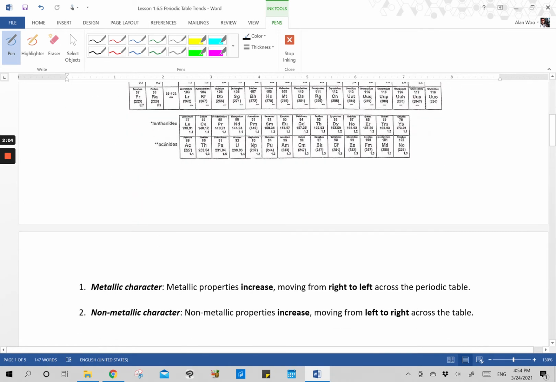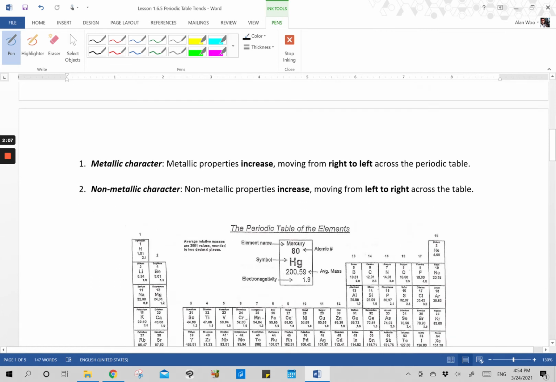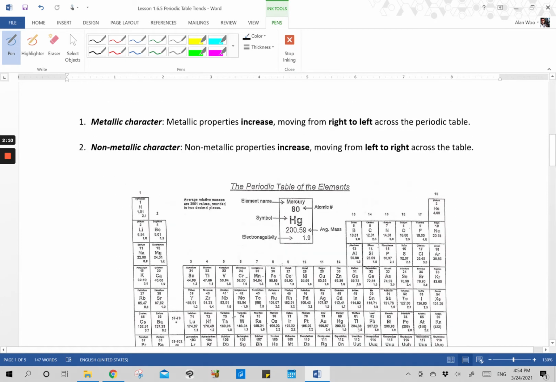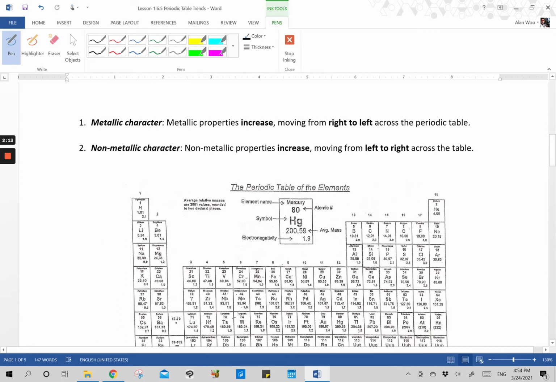So if we actually start with the first periodic trend, the first periodic trend is metallic character, and the second one is non-metallic character. For metallic character, metallic properties increase when you move across the periodic table from right to left, going from your nonmetals to your metals. Of course your metallic properties will increase.